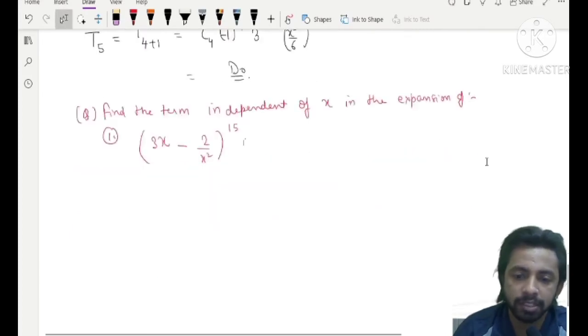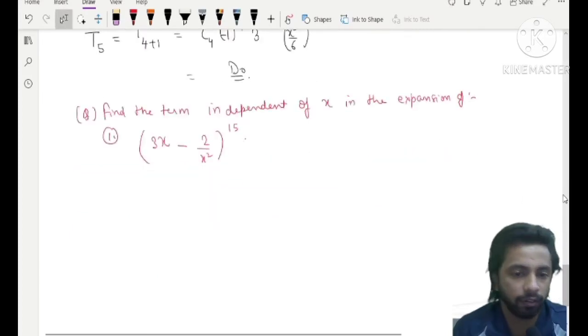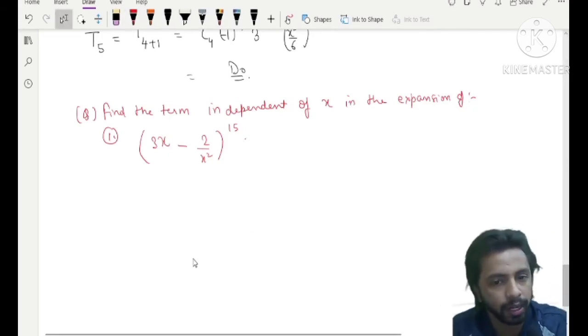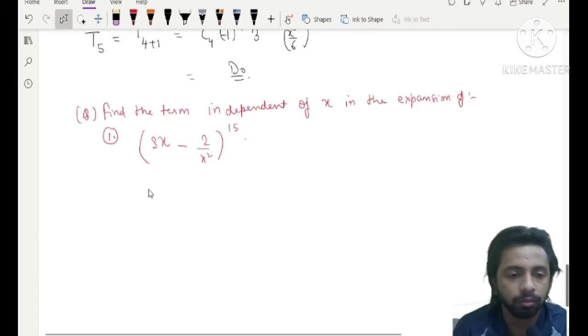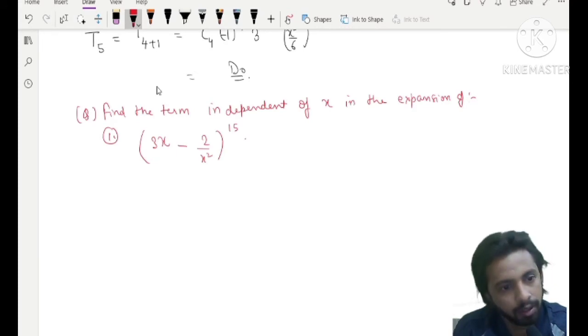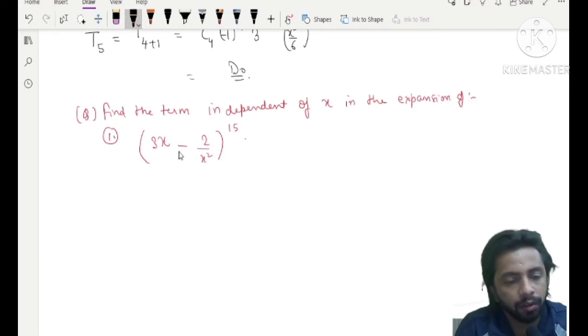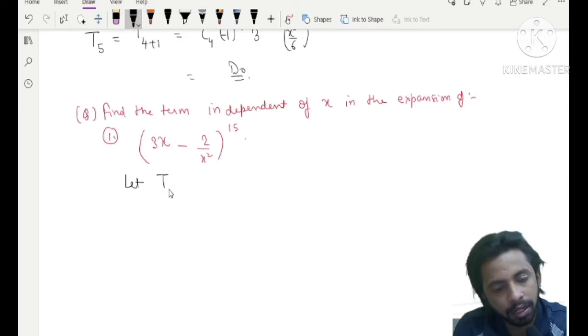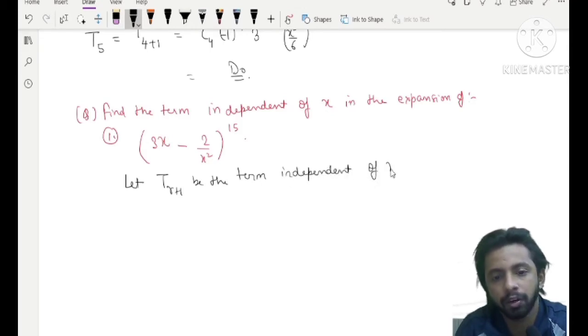Independent of x means there will be no x. Variable should not be there, only the constant term is being asked. This term should be independent of x. So now we will not sit expanding the entire thing. So we will have an assumption. Let t(r+1) be the term independent of x, that does not contain x.